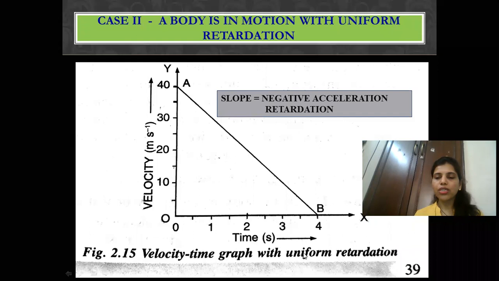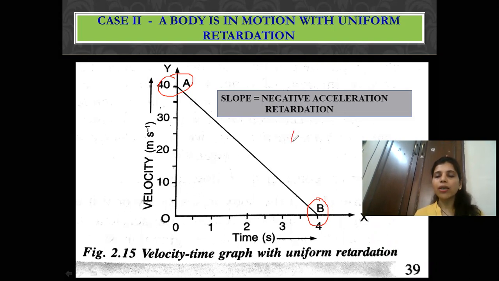So if you're considering this particular velocity, that is 40, and you're considering this particular point. So now according to that, it will be 40 minus 0, because y2 minus y1. Here in this case, initially the body is having 40 meter per second, so this will be y1 and this will be y2.